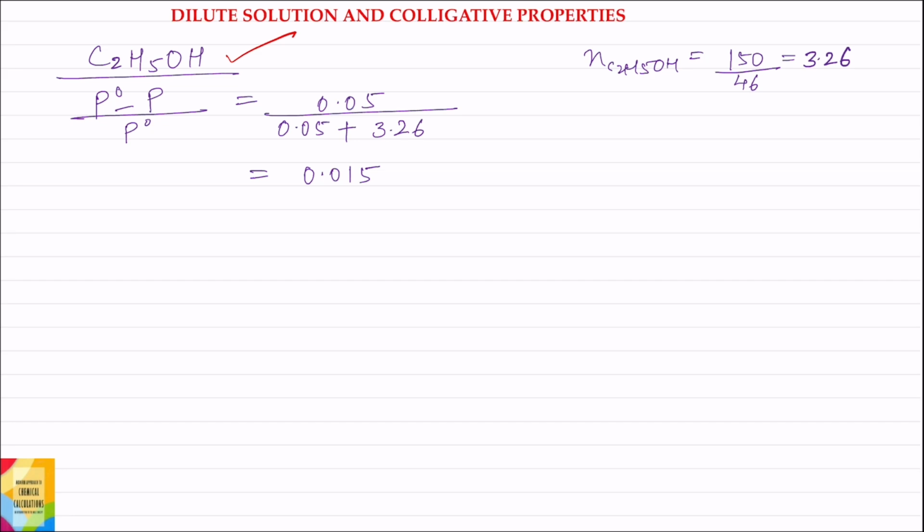Now mole fraction of the solute will be equal to moles of solute, that is 0.05 moles, divided by moles of solute, that is 0.05 moles, plus moles of solvent, which here is ethyl alcohol. Now moles of solvent, that is moles of ethyl alcohol, is equal to 150 divided by 46, that is weight of ethyl alcohol divided by molecular weight of ethyl alcohol, and this is equal to 3.26. So 0.05 plus 3.26 gives the total number of moles. Solving, the relative lowering of vapor pressure of ethyl alcohol will be equal to 0.015.